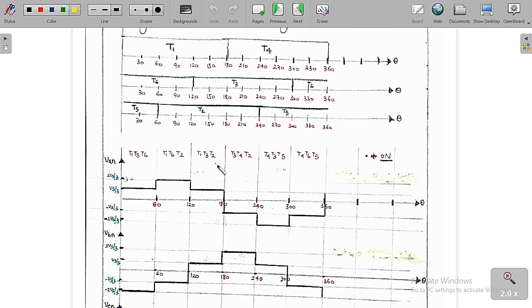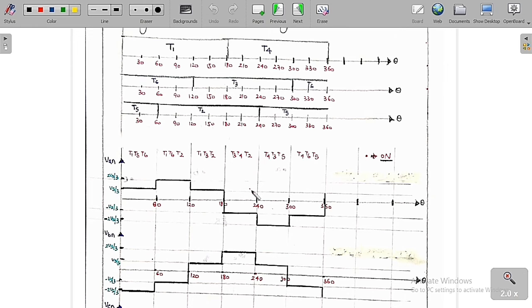Again, after this, from 180 to 240, for every 60 degrees you find the value of these voltages. From the diagram itself, from 180 to 240, T4, T3 and T2 are going to conduct. If you analyze with T3, T4 and T2 on, you get VAN as minus Vs by 3, VBN as 2Vs by 3, and VCN as minus Vs by 3. These are the voltages you get.